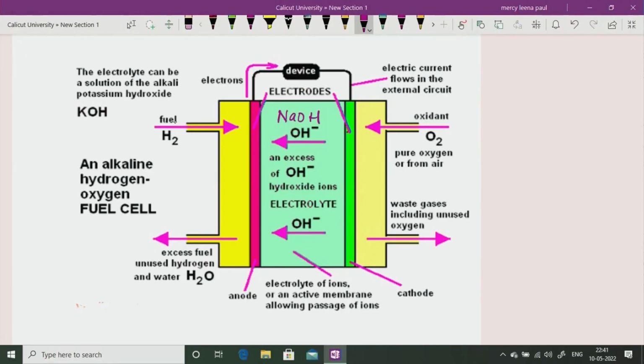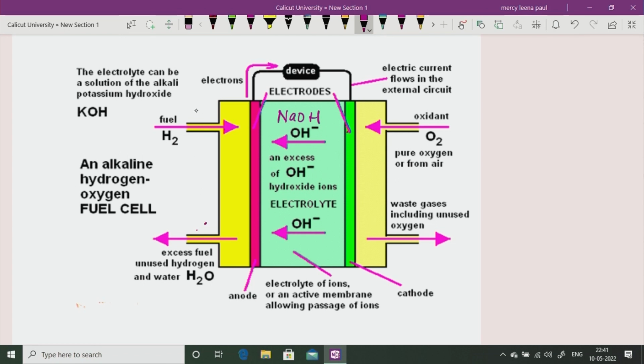Now, it is again enclosed in another vessel, which you can see. Through the upper inlet you feed in the hydrogen gas and water flows out from the lower outlet. In the similar way, you can see on the other side oxygen is fed in from the upper inlet and water is removed from the lower outlet. So, this acts as an inlet and this as the outlet.